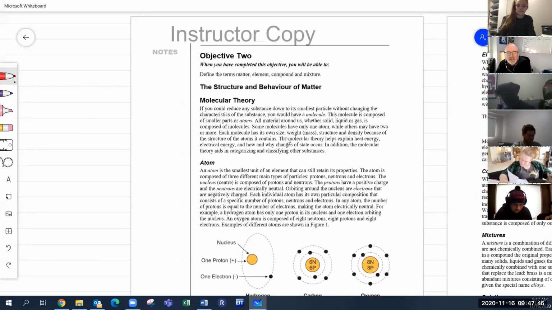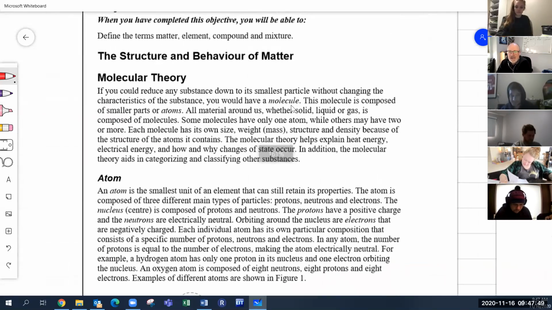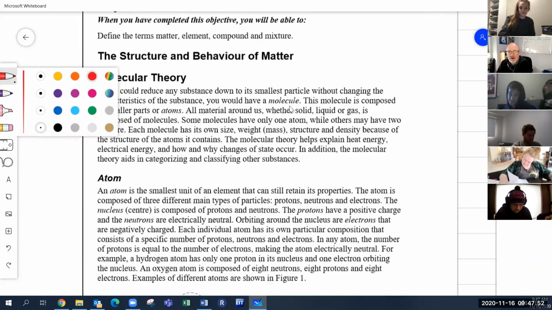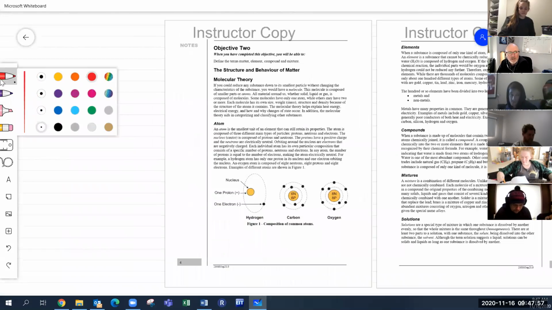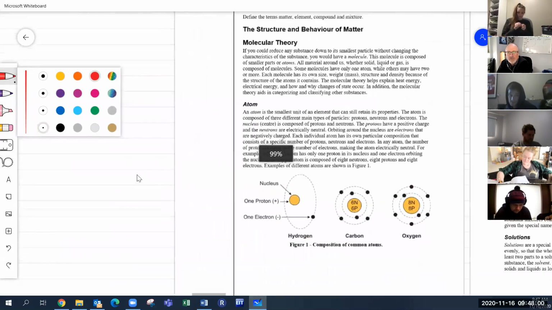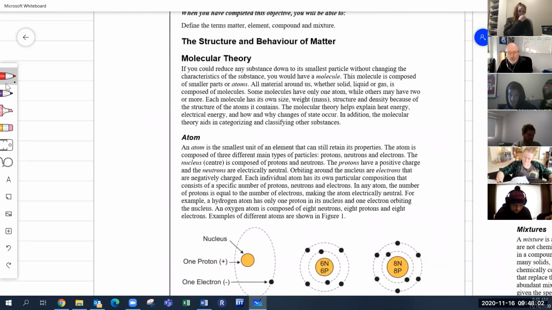So now everything down to its smallest is a molecule, and other parts are atoms. But what we really want to know is that everything has a mass. Everything has a mass, okay? You can't get away from it. Now, an atom is the smallest unit of an element and can still retain its properties.